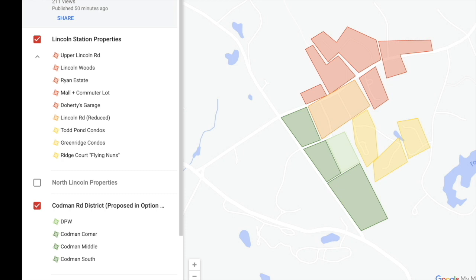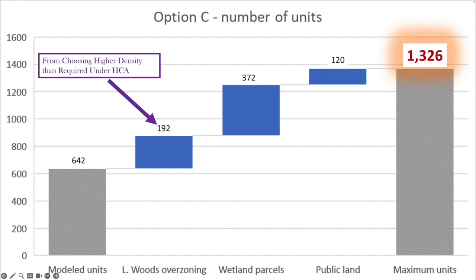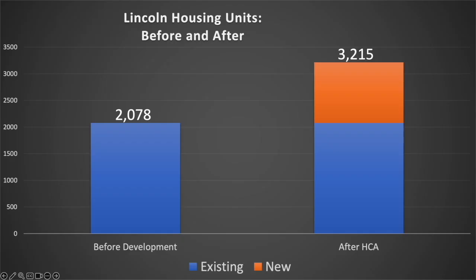Redoing the calculations after combining the parcels in each district, I find wetlands are no longer restrictive except for the district comprised of Lincoln Woods. Thus, if parcels within each district are combined, the total developed units could reach 1,326. Keep in mind that according to state-provided assessor data, there are only 2,078 housing units in all of Lincoln. So adding over 1,000 units to one small part of Lincoln would have large impacts.